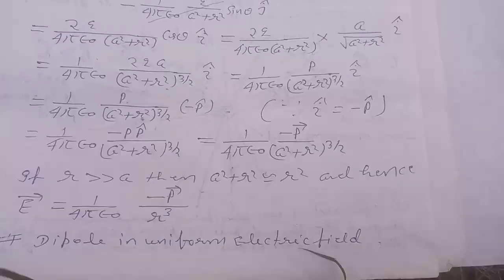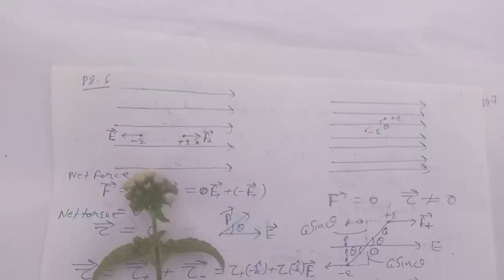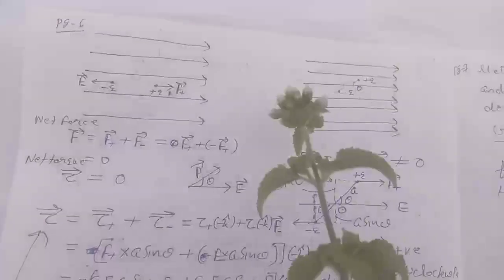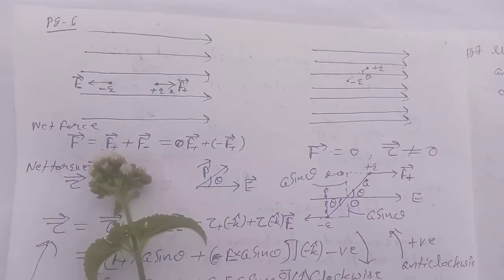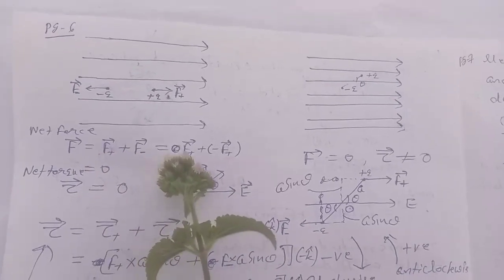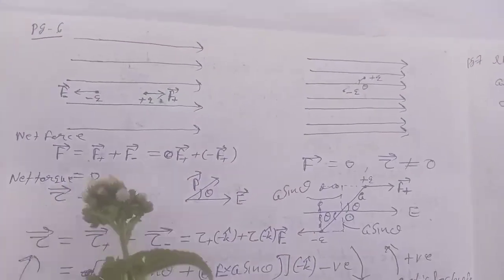Dipole in uniform electric field. It is shown here. Electric field is in this direction, and the dipole moment is in this direction. Net force F vector equals F plus plus F minus, force on positive charge and force on negative charge, equals F plus plus minus of F plus, so the net force is 0.